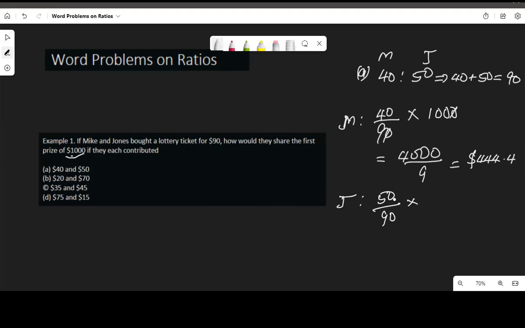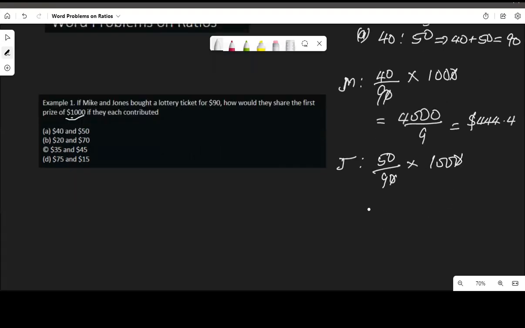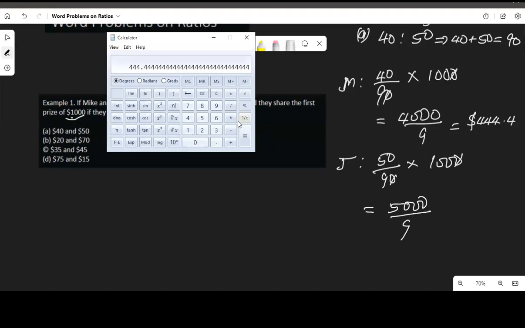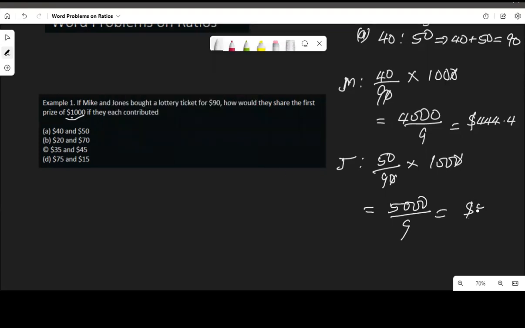Jones, on the other hand, who contributed 50, will receive 50 divided by the total amount raised, multiplied by the winning prize. Let's cancel one of the zeros again. 50 times 100 is 5,000. 5,000 divided by 9 is 555.5. So Jones will receive $555.5. That is it for question A.